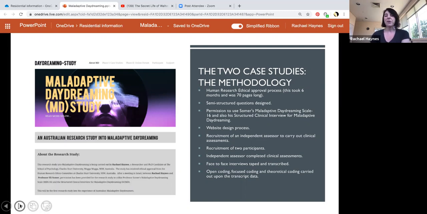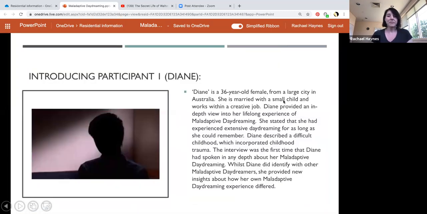But this type of coding is very, very time consuming as well. I have some pictures of the coding process that I will share. Let me introduce the 2 participants.